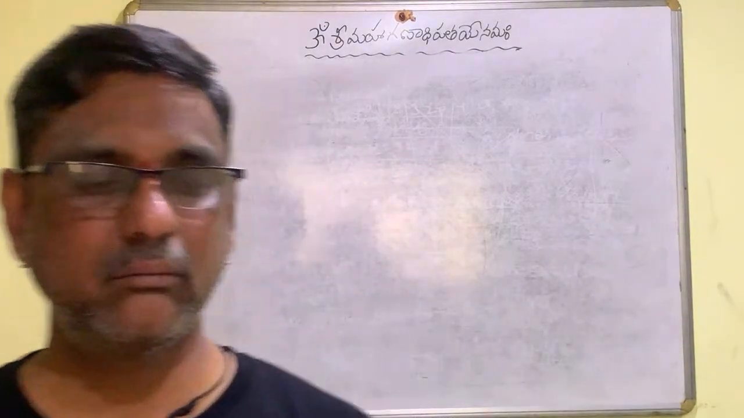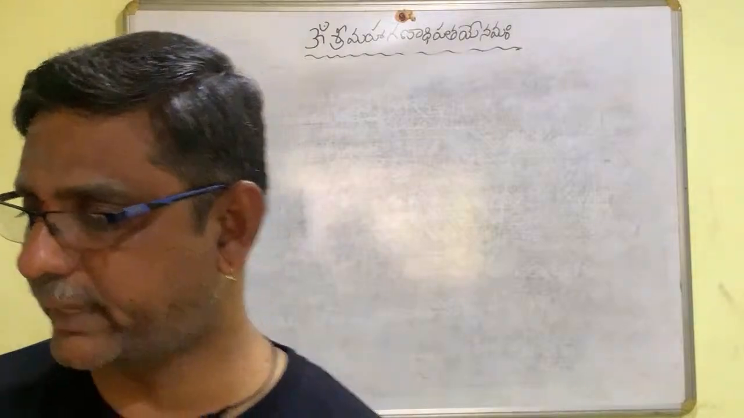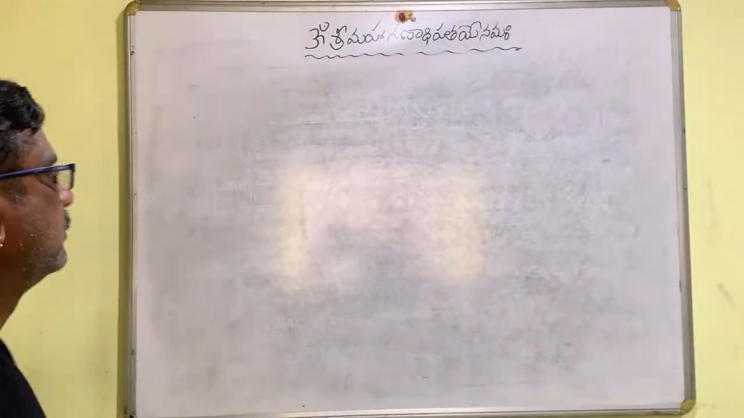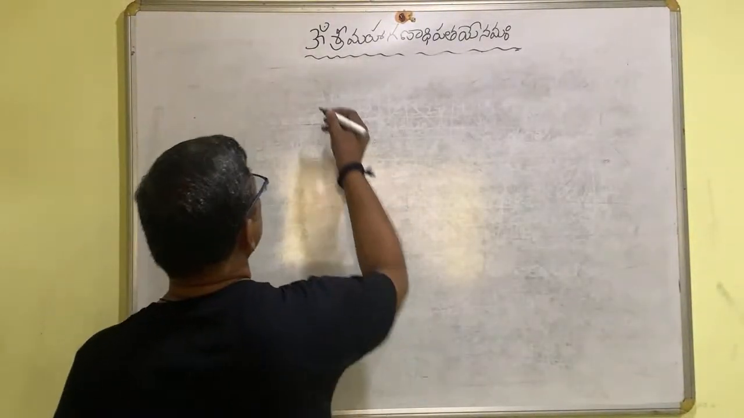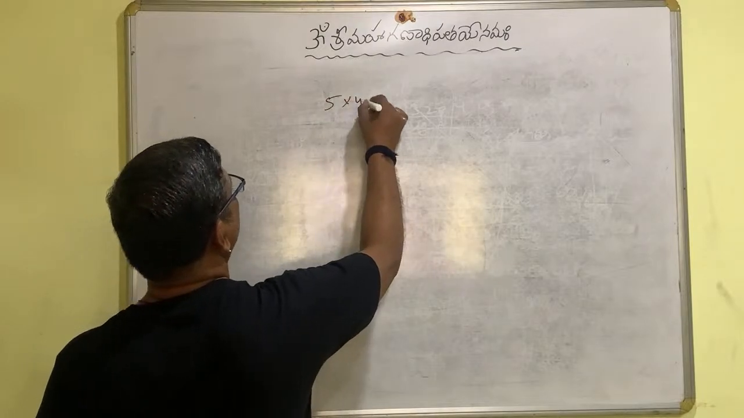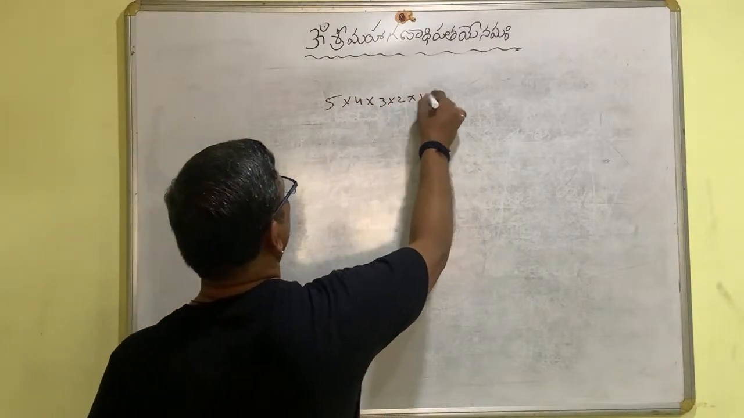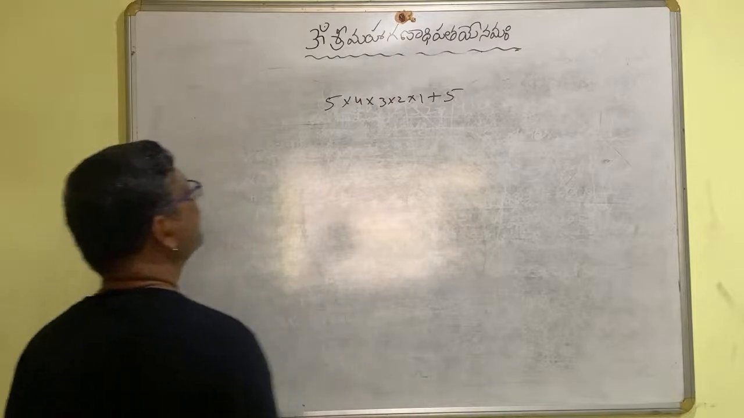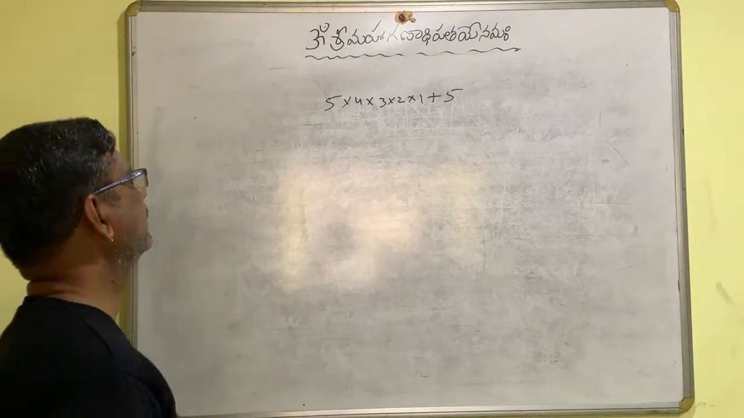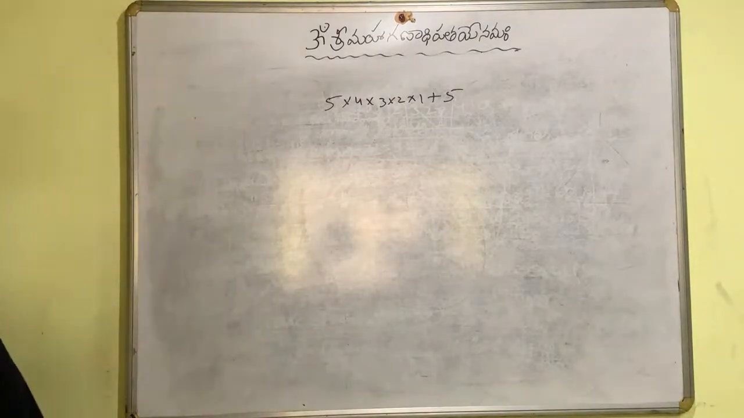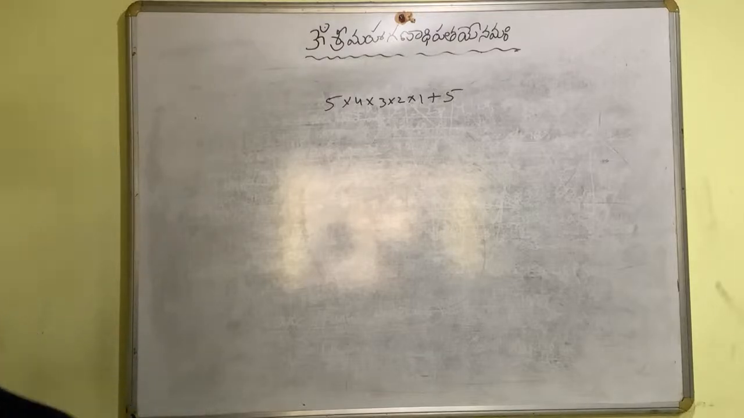Also, in the recent Pre-Board 3, there was a question like this: 5 into 4 into 3 into 2 into 1 plus 5. Prove that it is a composite number.